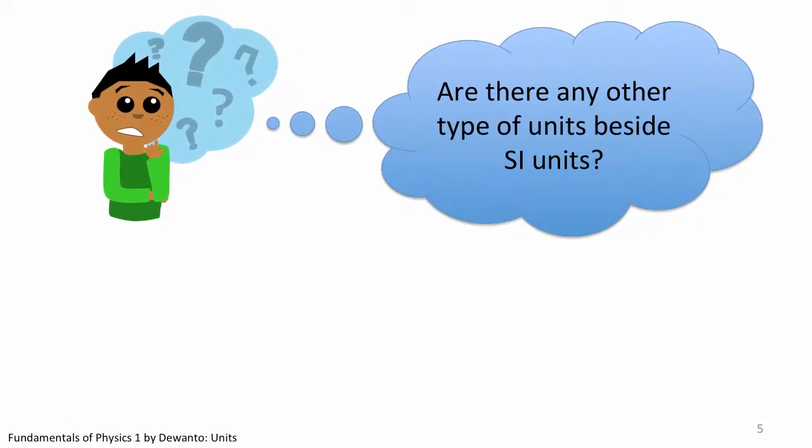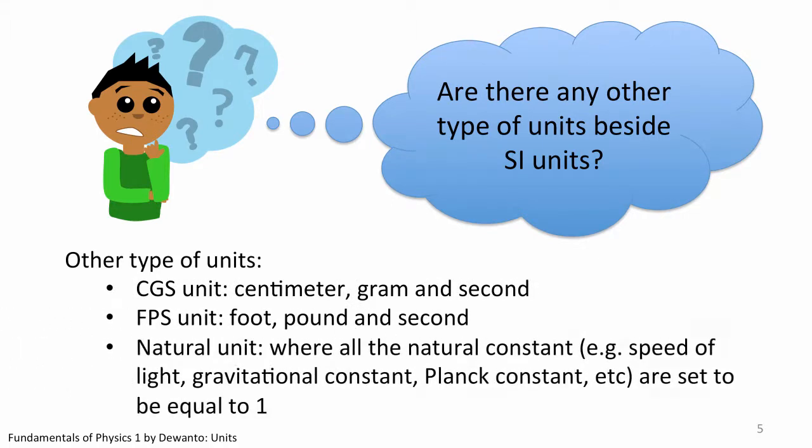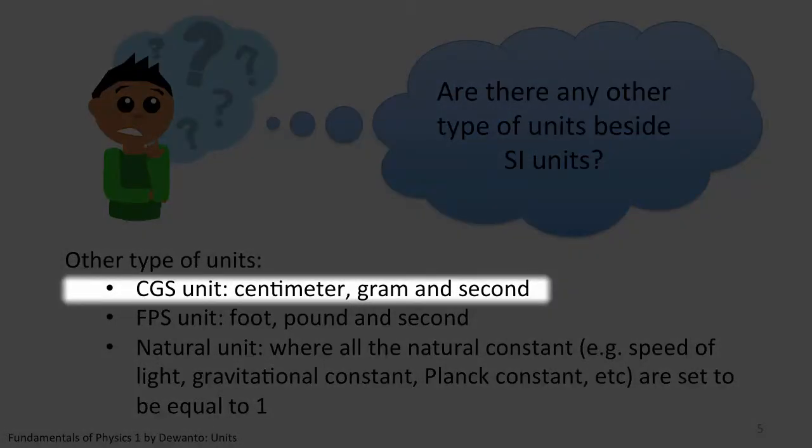Are there any other unit systems besides SI unit? Sure there are. The CGS unit system is very similar to SI unit, except that its so-called base units for length is centimeter and for mass gram, instead of meter and kilogram.